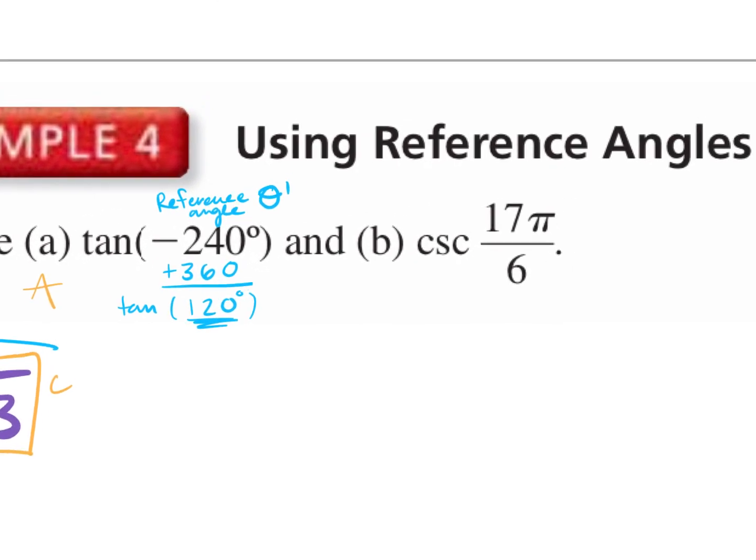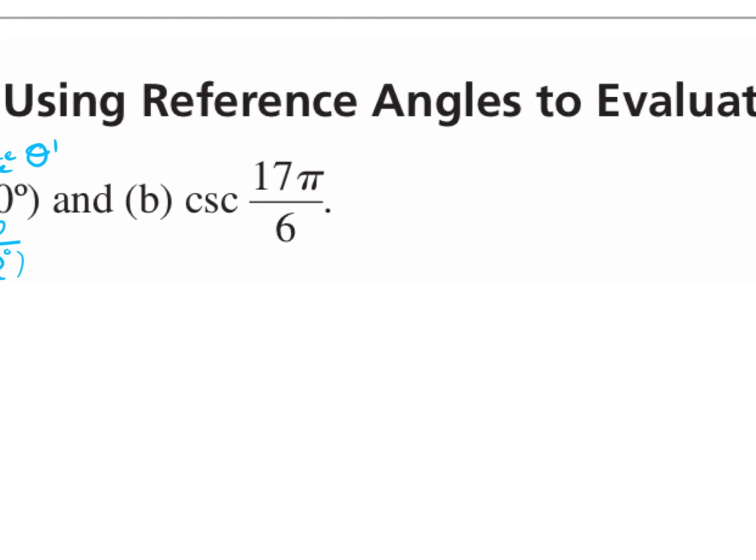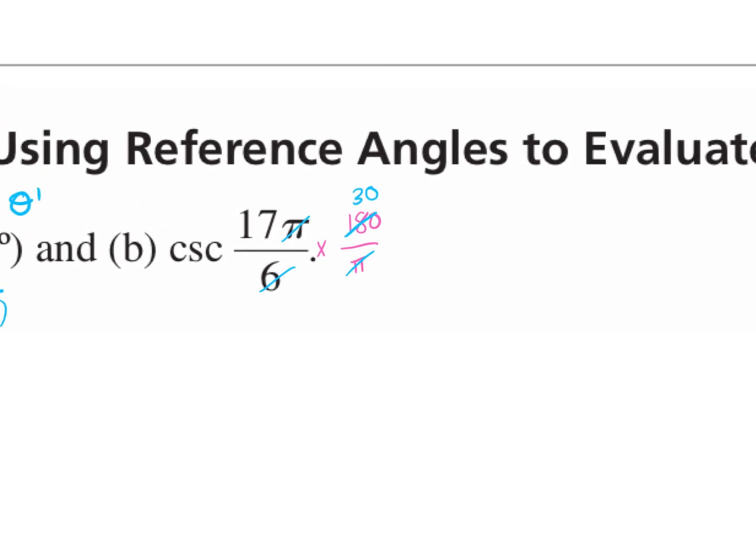So let's take a look at B. So we're looking for the cosecant of 17 pi over 6. Well, the first thing we need to do is find our reference angle. And when we're given radians to find the reference angle, we want to convert it to degrees. So we're going to multiply it by 180 over pi. So we're going to simplify this. The pi's cancel. 6 goes into 180 30 times. So we're just multiplying 30 times 17.